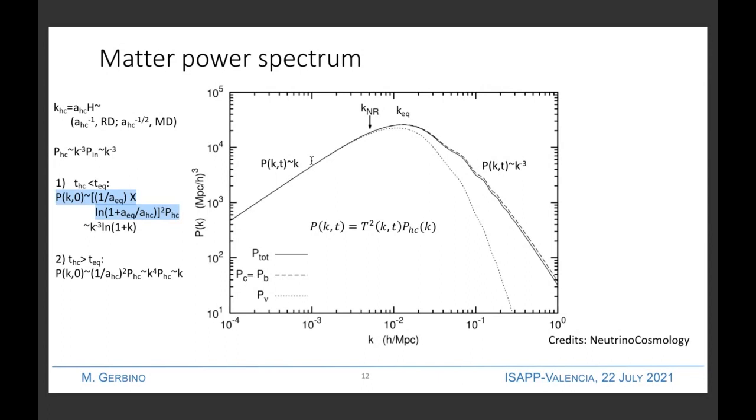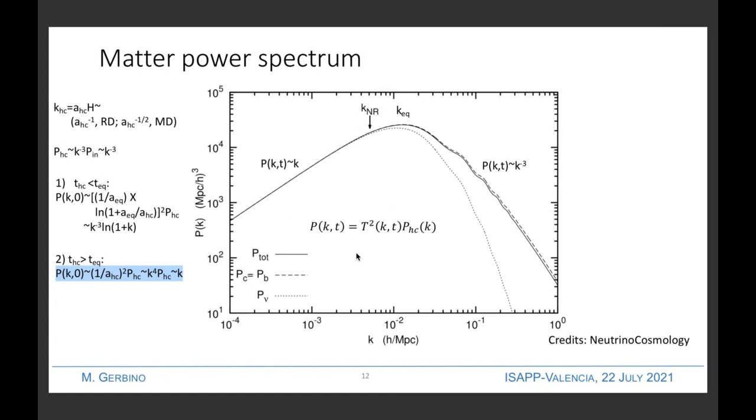And so if we write down the expression of the matter power spectrum as a function of the power spectrum at horizon crossing times the growth of the perturbations from the time of sub-horizon entering to a given time, then we end up with this expression in terms of the wave number. So the power spectrum today on scales that are larger than the scale that entered the horizon at matter radiation equality scales linearly with the wave number. And this explains this behavior of the leftmost part of the matter power spectrum.